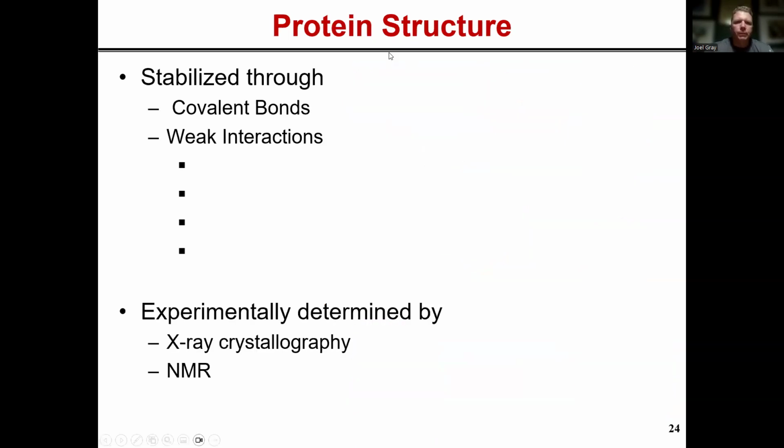Now, protein structure is stabilized through covalent bonds and some of our weak interactions: H bonds, ionic interactions, hydrophobic interactions, and then we've also got van der Waals interactions.